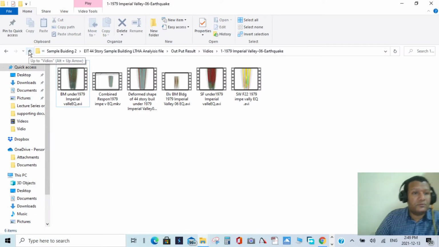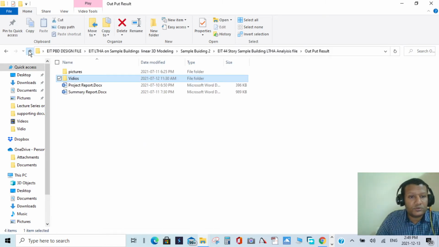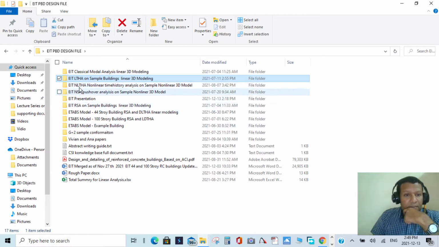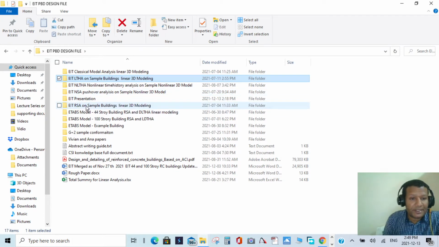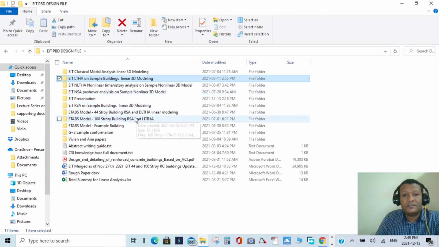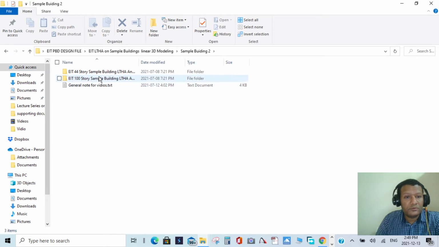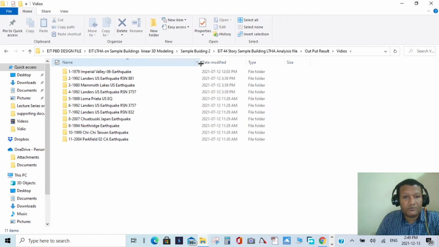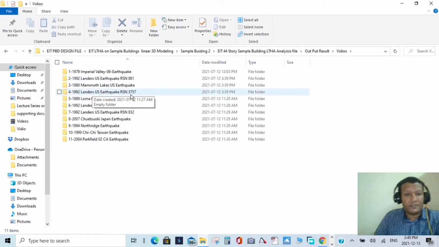Just to remind you of the whole idea, this is our file. This is the classical modal analysis file. This is linear time history analysis. This is non-linear time history analysis. This is pushover analysis and response spectrum analysis. These are all part of our plan. Before I start, I just want to show you some of the results before I explain in detail.